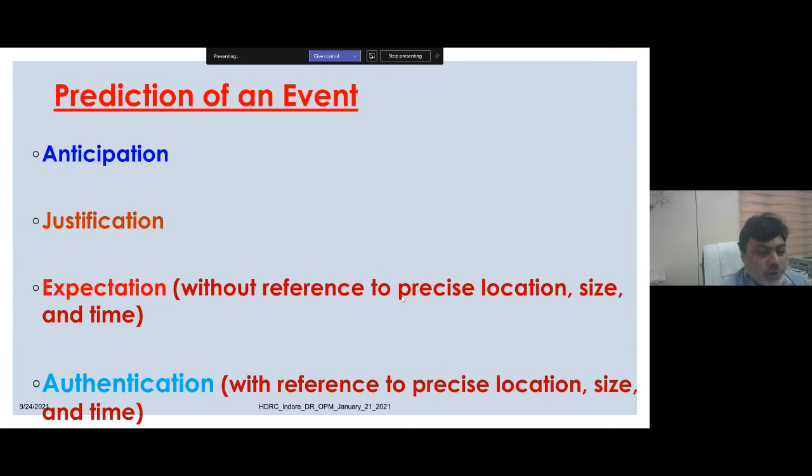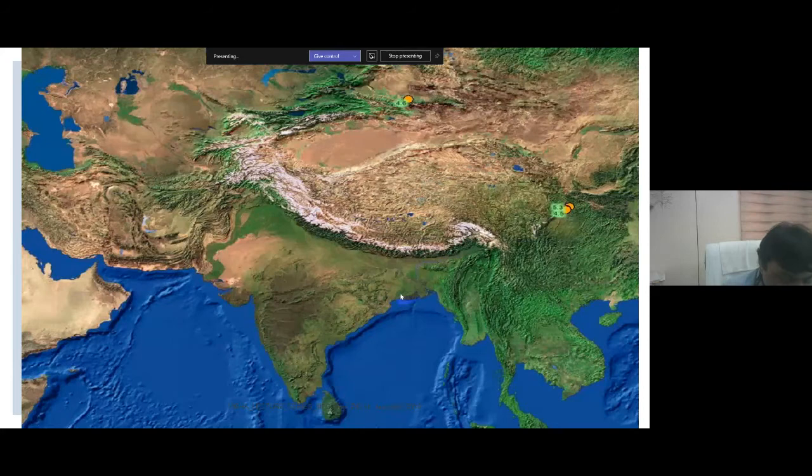Studies of the return time period of earthquakes have been done, and they expect where an earthquake is due, because of many bigger earthquakes, there is a gap between that earthquake and today's. Paleo-earthquakes also happen. So all these things they can expect, but without reference to precise location, size and time. So up to three stages, the earthquake forecaster or predictor is able to achieve the goal. But authentication of the expectation with reference to precise location, time and strength has not yet been achieved. And that is the reason that the world is working to achieve the fourth goal, authentication of the earthquake.